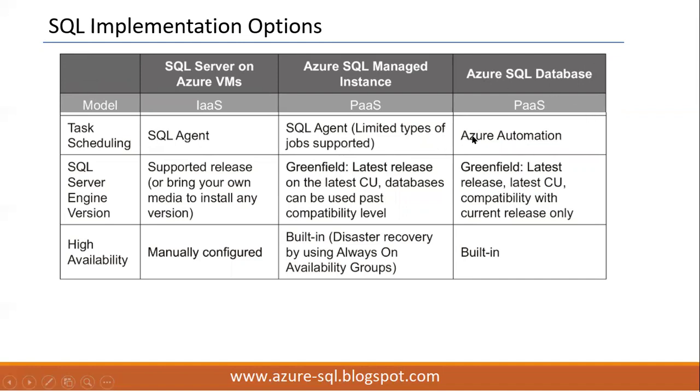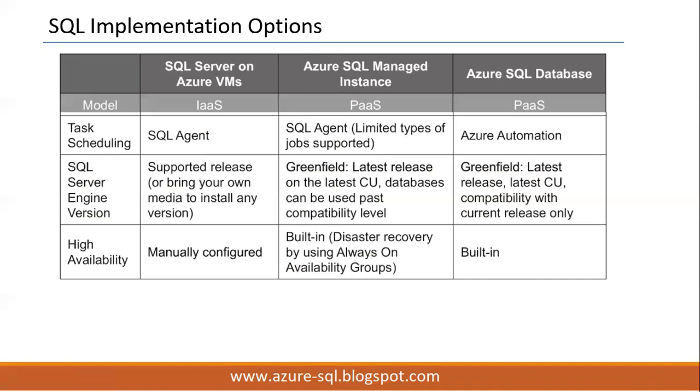Here we don't have SQL Server agent, as we have seen already. So we need to automate by using Azure Automation Service. We also have something called elastic jobs, and by using elastic jobs we can automate here as well. We'll see elastic jobs.